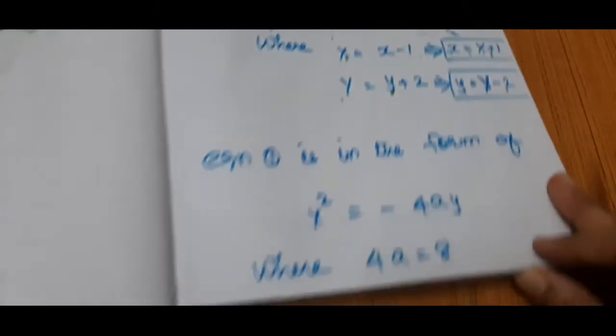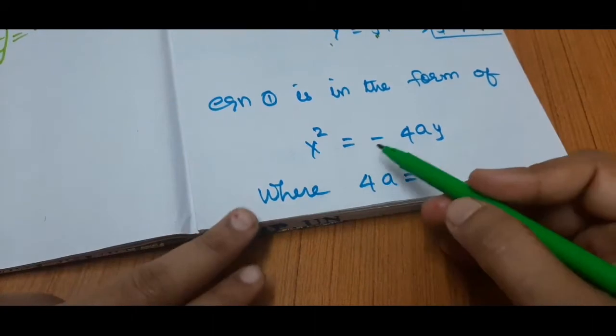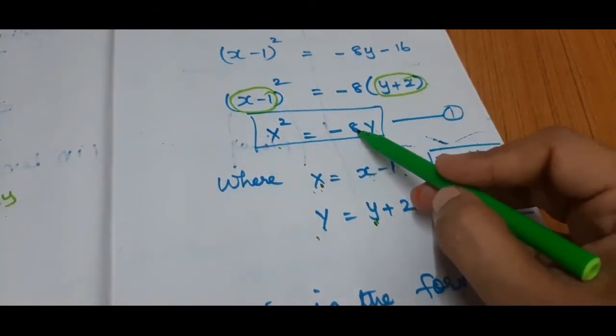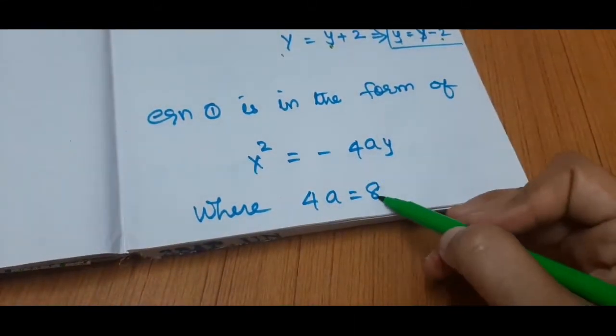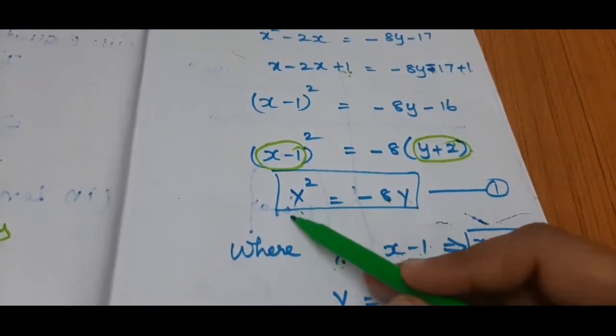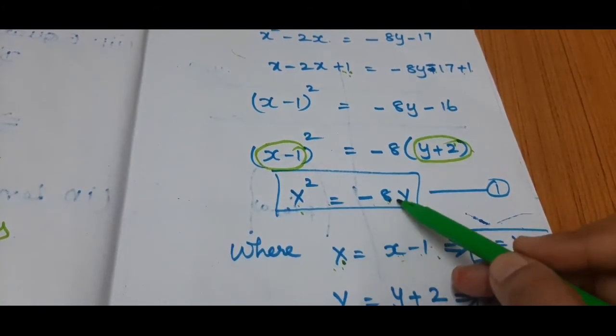So this equation is in the form of X square is equal to minus 4aY. In the place of 4a, I have 8. So this is the equation, in the form of X square is equal to minus 4aY.